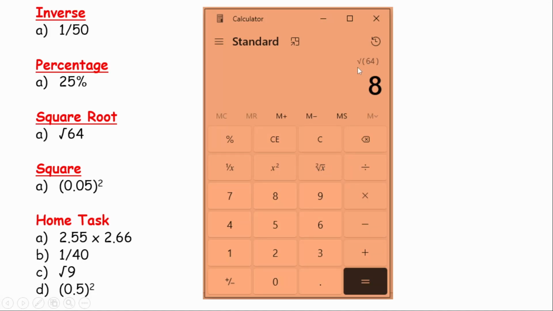Once you press this, it gives you the square root of the number that you pressed initially, and it gives you the final answer as 8 in this case.